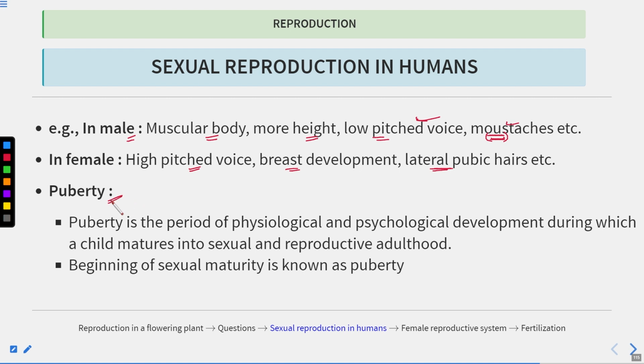Now, we were talking about the term puberty. How can you define puberty? Puberty is the period of physiological and psychological development during which a child matures into sexual and reproductive adulthood. The beginning of sexual maturity is known as puberty. So simply you can define puberty as the beginning of sexual maturity. There is a lot of physiological as well as psychological development as the child is maturing sexually and entering into the reproductive phase. So this is known as puberty.